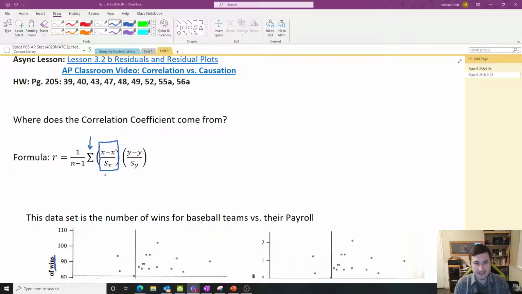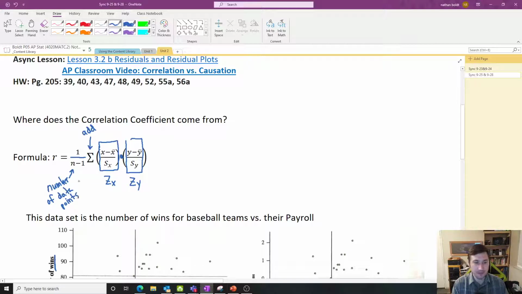So this takes the z-score for the x's. And over here you see it's the same formula but for y's, and it takes the z-scores for the y's. We multiply them together. We add them up together. And then we divide it by n minus 1, where n is the number of data points, the sample size, essentially.